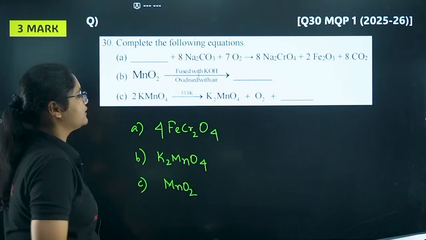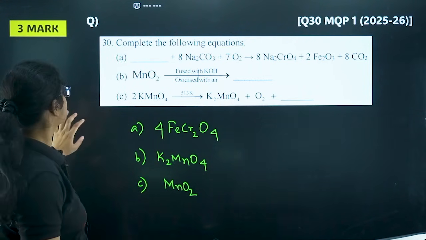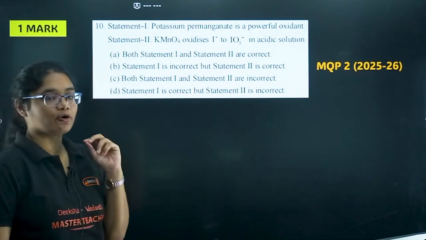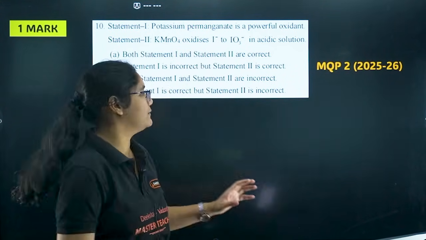Right? So these are the three reactions, these are the three answers for these reactions, okay? So with this, we are done with model question paper 1. Now let's move to model question paper 2 and see the first MCQ here.